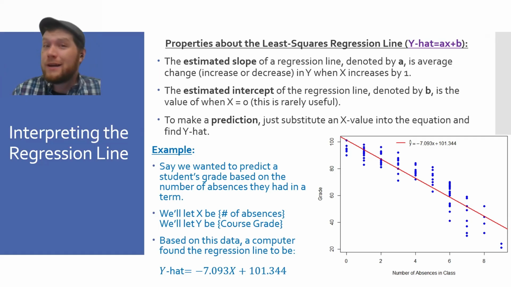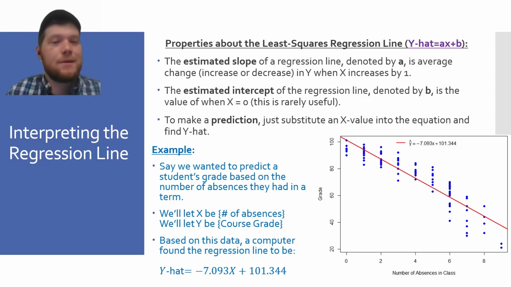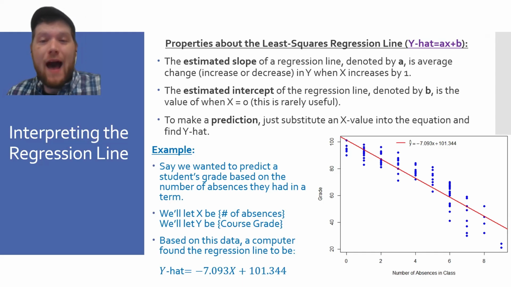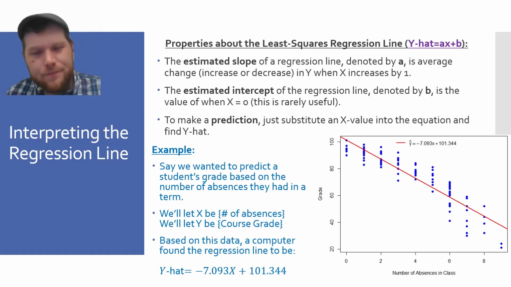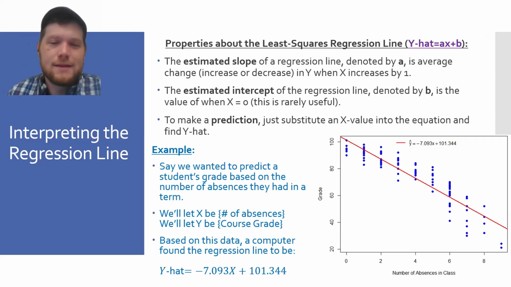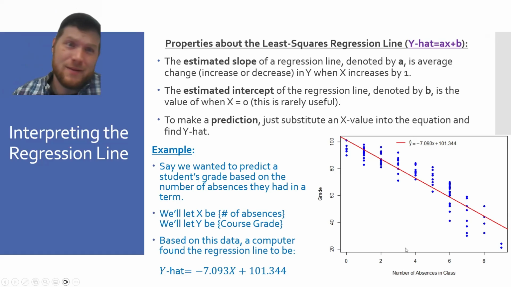So interpreting the slope and making predictions are the big pieces of the puzzle that are really nice for the regression line. Say we wanted to predict a student's grade based on the number of absences they had in a term. Let x be the number of absences and y be their course grade. Based on this data, a computer found the regression line to be y hat equals negative 7.093x plus 101.344. Don't get overwhelmed. This picture is also helping guide us. This is why the scatter plot is great.